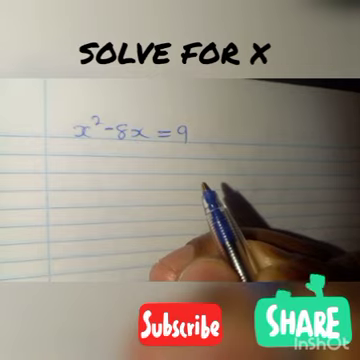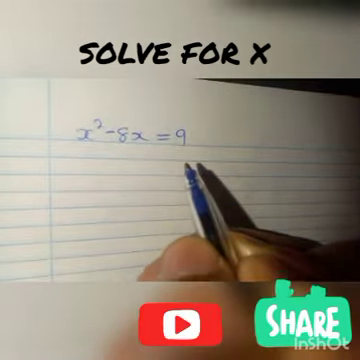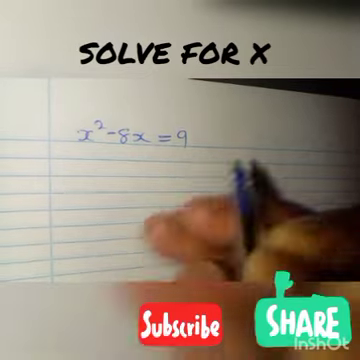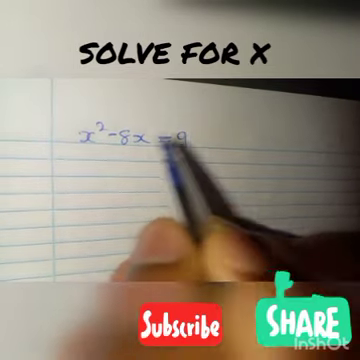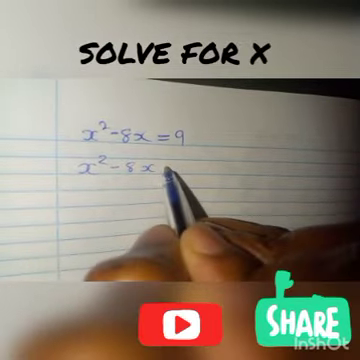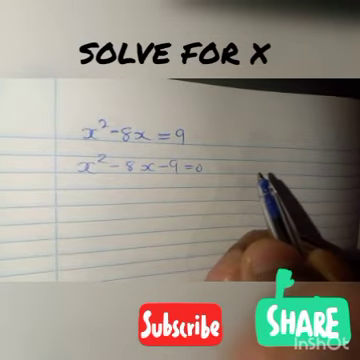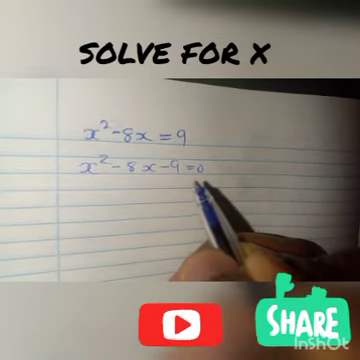In this equation, we'll be dealing with a quadratic equation. So how do you solve this equation? First, we need to put this equation in order. So we're going to take this number to the other side. So we say x squared minus 8x minus 9 is equal to 0. Remember, when you take a number from one side of the equation to the other side, it changes the sign.